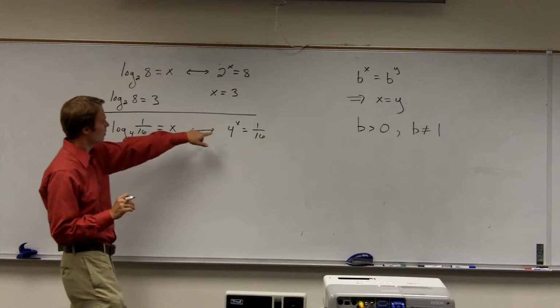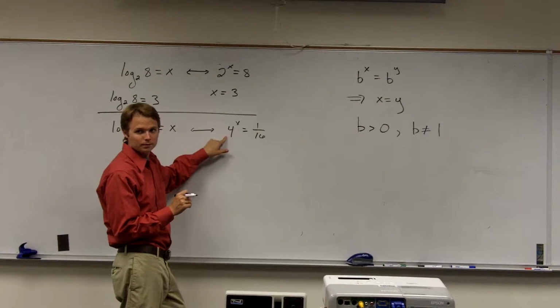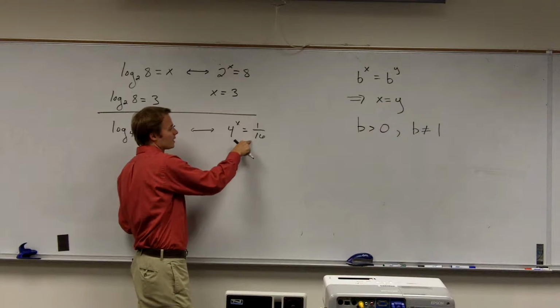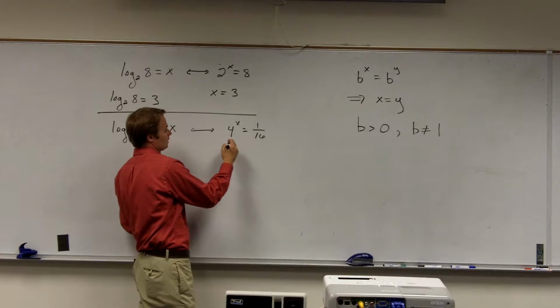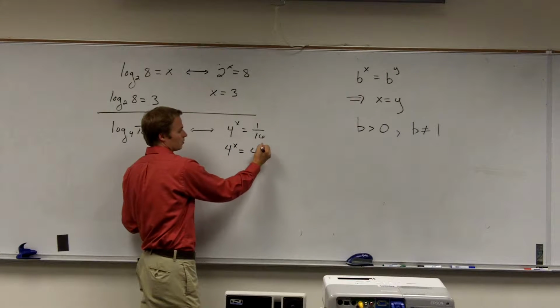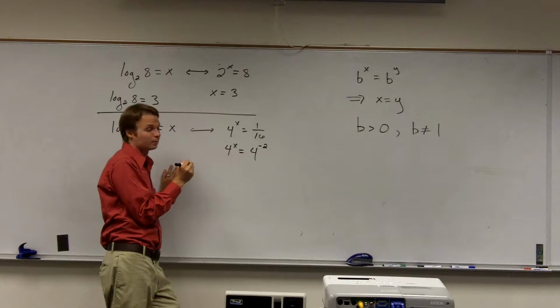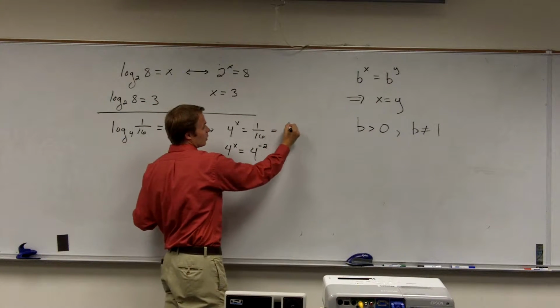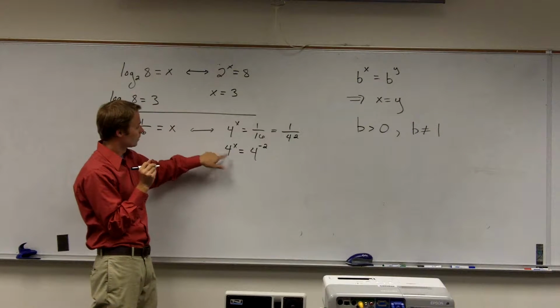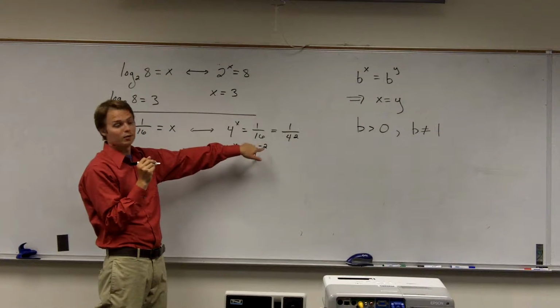So how can we figure out what this is? Well, maybe I can rewrite 1/16 as 4 to some power. Maybe that one, right? Because really 1 over 16 is 1 over 4 squared. And so 4 to the x equals 4 to the negative 2.